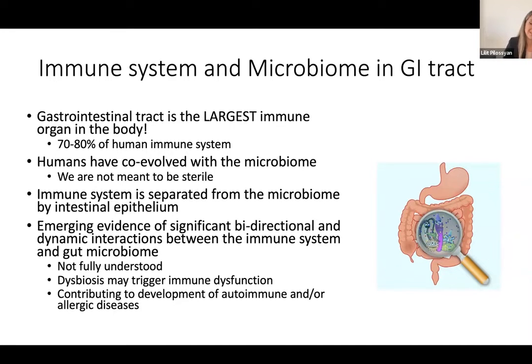So consider that C-section babies, who do not pass through the birth canal, may have a disadvantage in developing that initial defense immune system. Our immune system in the GI tract is separated from the microbiome by the beautiful intestinal epithelium. There's a lot of evidence that suggests a bi-directional dynamic interaction between the immune system and the gut microbiome. And dysbiosis, meaning disruption of the gut microbiome and that barrier, can trigger immune dysfunction, and it can contribute to the development of autoimmune disease and or allergic diseases as well.